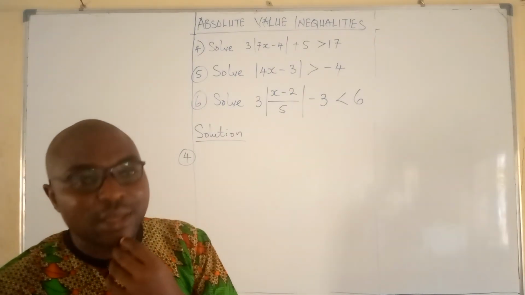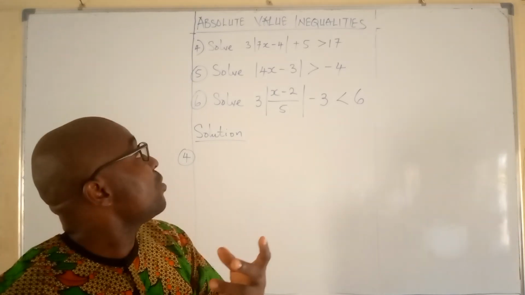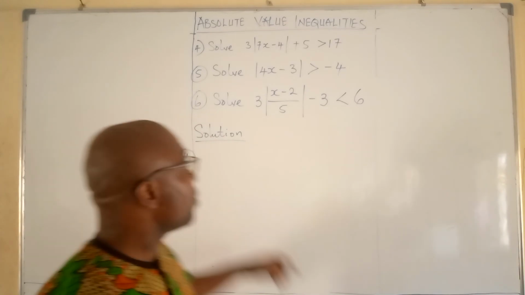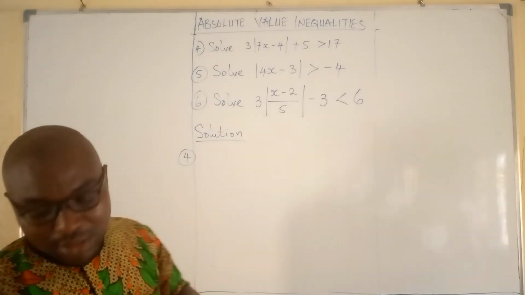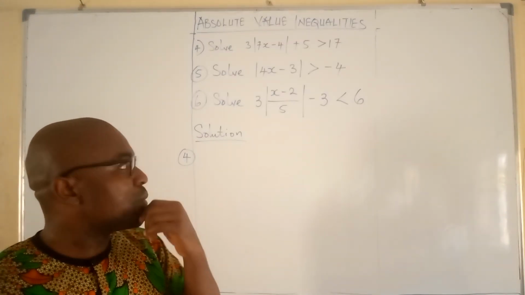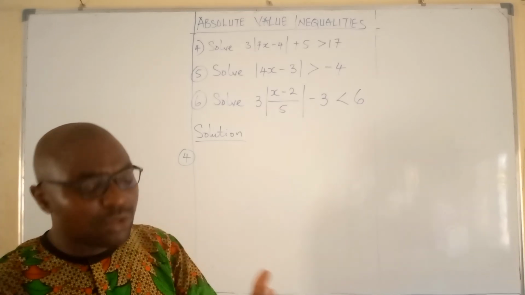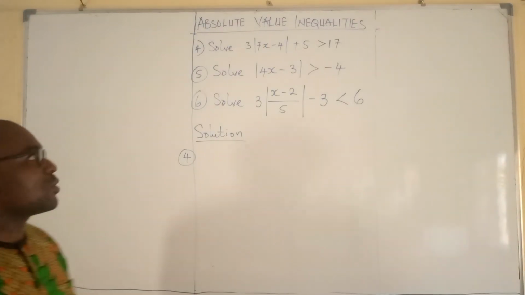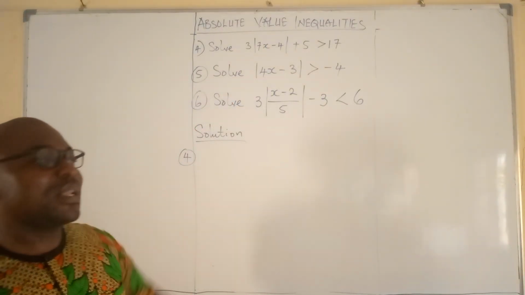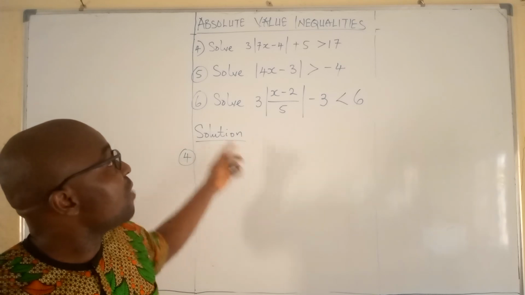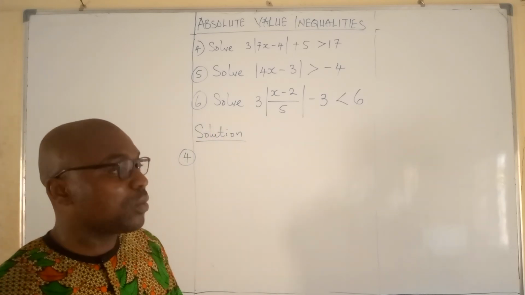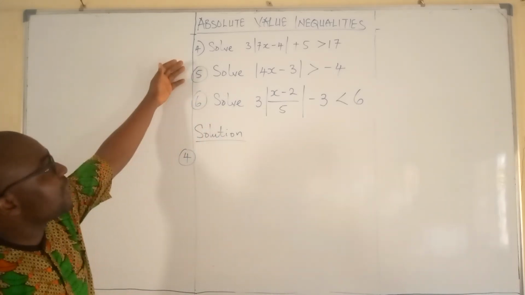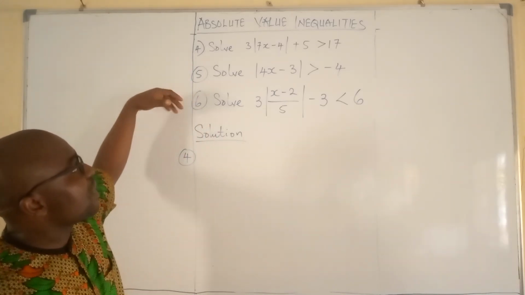Today's class is a continuation of absolute value inequalities part 2. So this is absolute value inequalities part 3. I would advise, if you have not gone through part 1 and part 2, try and go through them before coming over to part 3 so that you understand it better. In part 1, I solved one example, and in part 2, I solved two examples. So in part 3, we are looking at three examples.